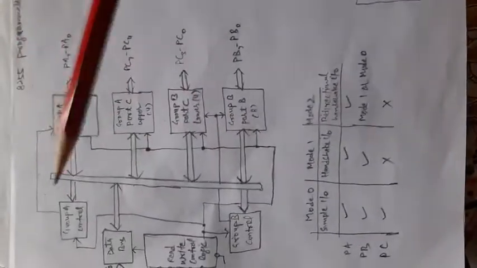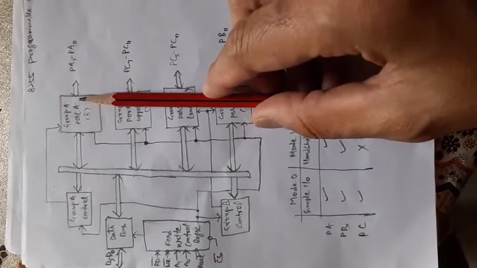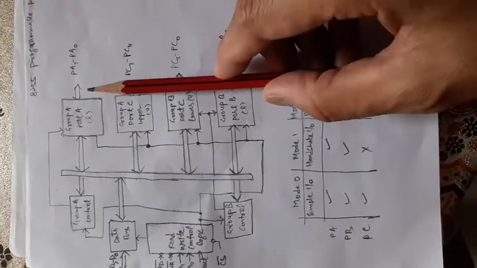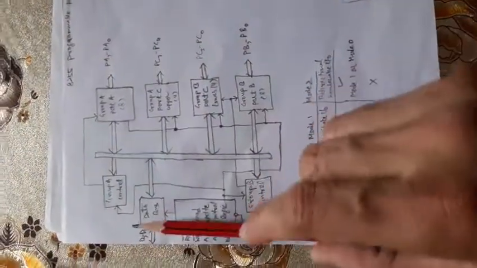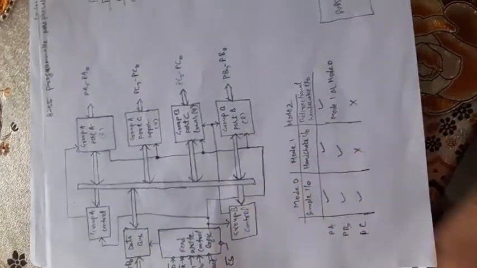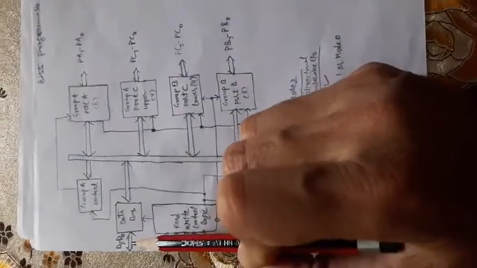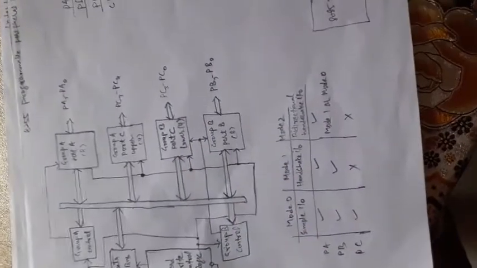Now see here, this is the architecture of 8255. This architecture tells us that on the right side we can connect the IO devices, and on the left side the microprocessor is connected through the bidirectional data bus D0 to D7. This is the data bus.